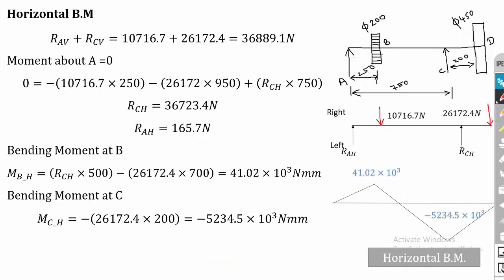Then the horizontal bending moment. Use the same procedure and calculate the reaction forces. So this is actually H, RAH and RCH. So you can calculate the horizontal reaction forces. After calculating the horizontal reactions, you can calculate the bending moment at B and C. At B the bending moment is positive and at C the bending moment is negative. So you can draw the bending moment diagram.